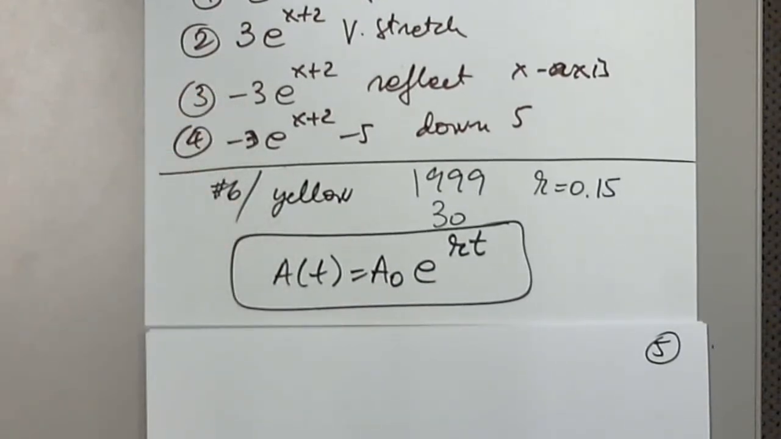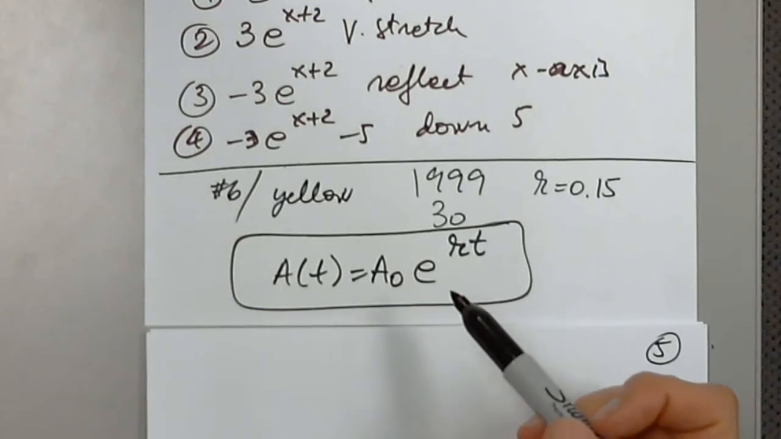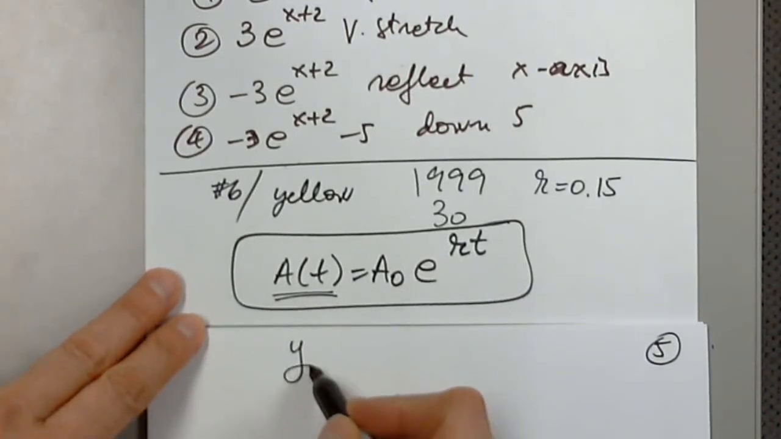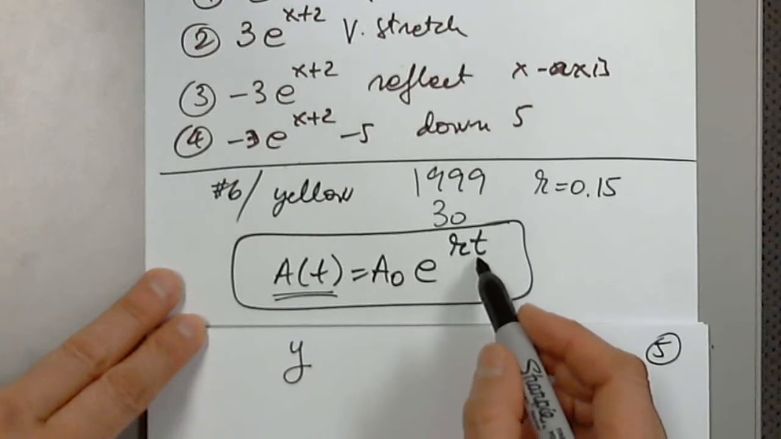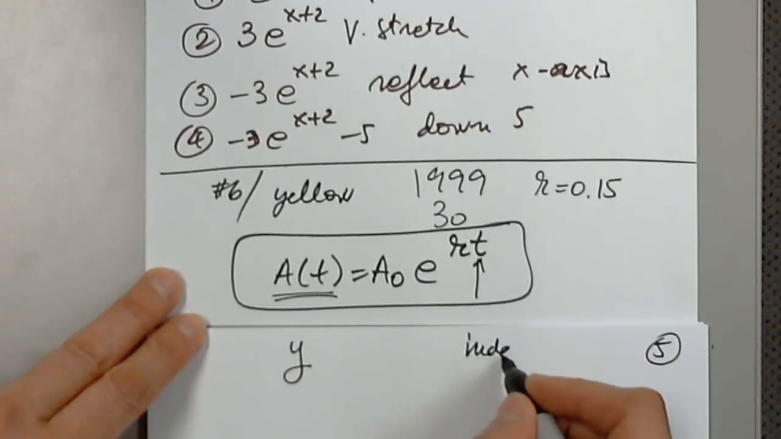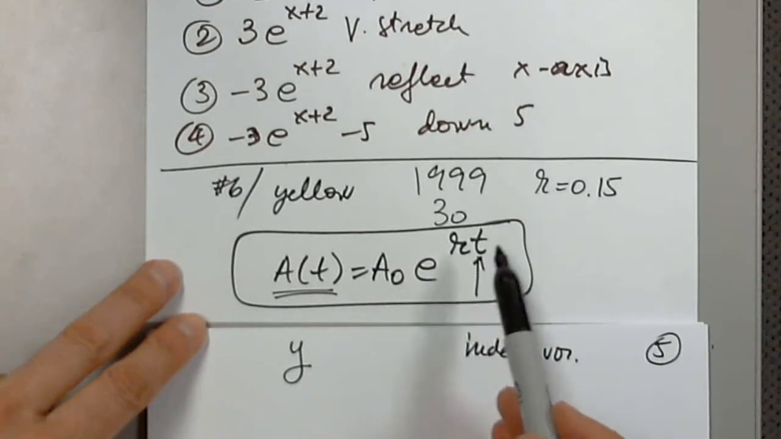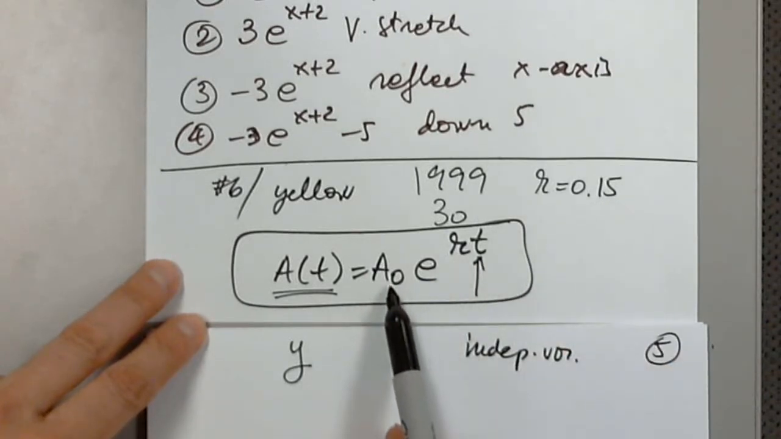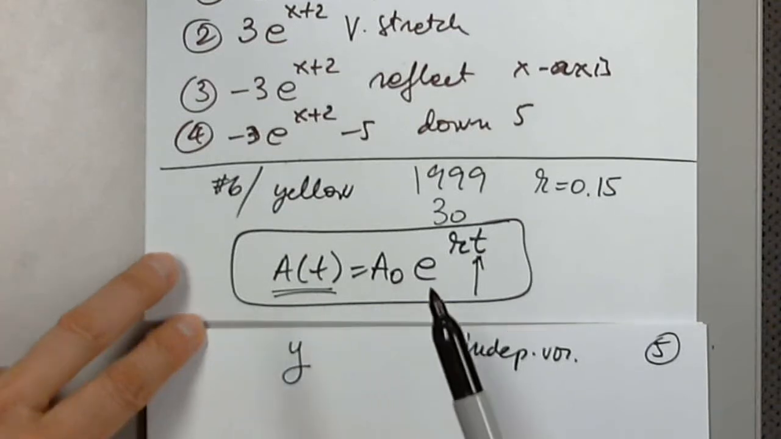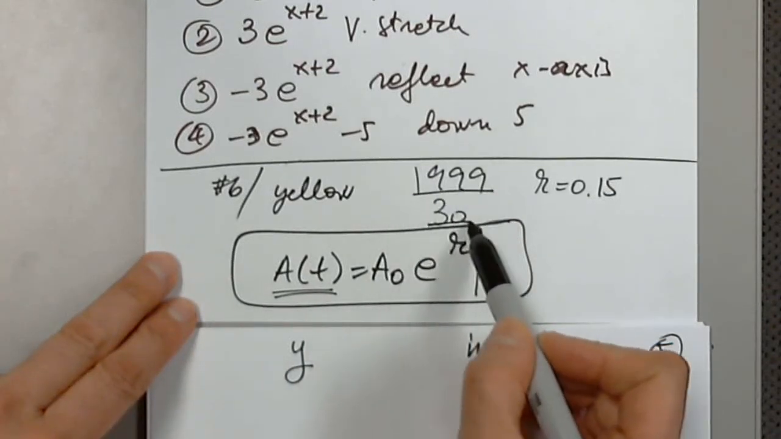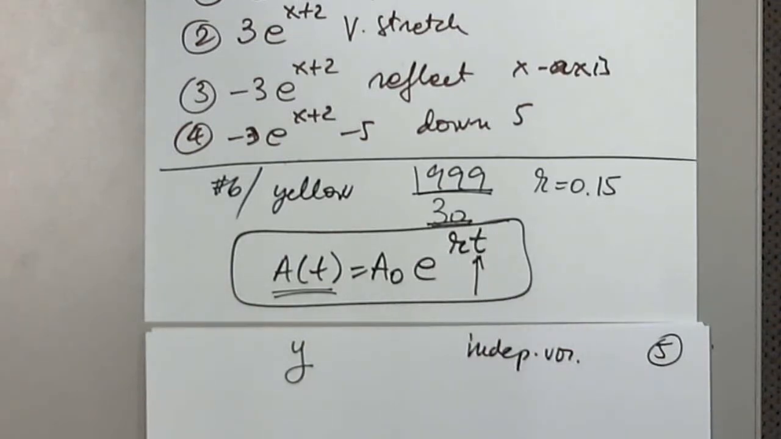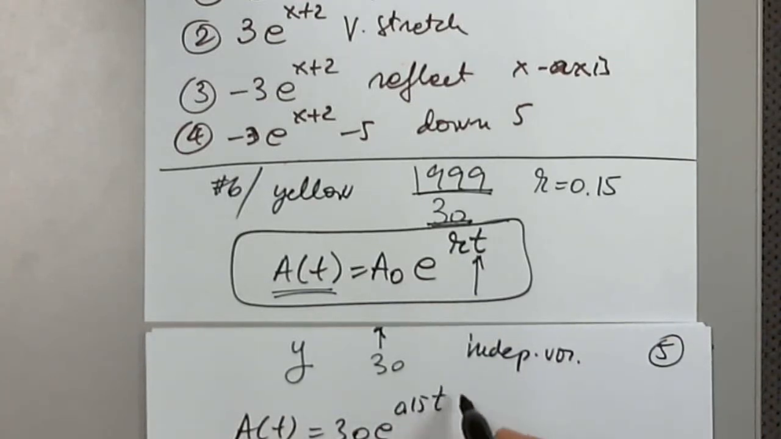The problem was asking us to find the function. Remember, this is our y value, this is the function, and this is the independent variable. I do have the rate, which is 0.15. The only thing I don't have is A0. But since we are given this information, they are not looking at the stray cat population before 1999. So this is our A0, our 30. So A of t equals 30 e to the 0.15t.